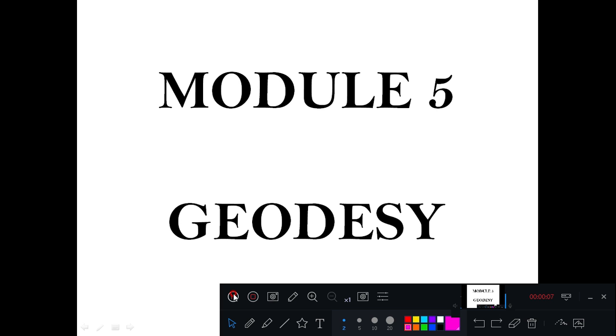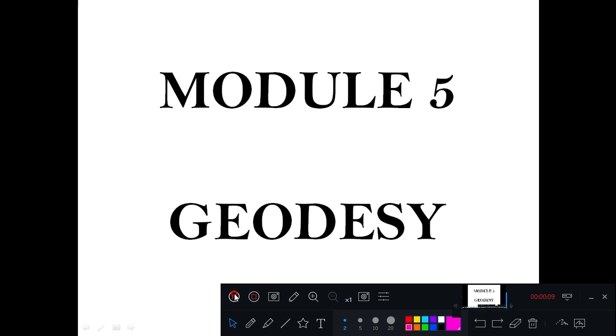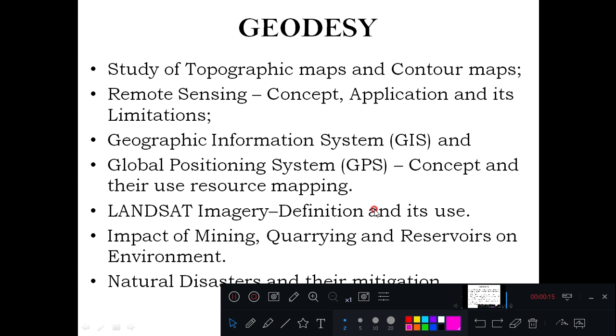We will start with module 5, that is Geodesy. In today's class, we will discuss a very important concept, that is remote sensing, the concepts involved in it, the applications of remote sensing and its limitations.